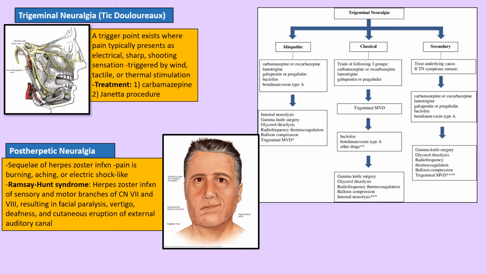Now this is post-herpetic neuralgia. After suffering from zoster or a shingles attack, the patient can suddenly develop neuralgia, burning, aching or electric shock-like pain. That, combined with facial paralysis, vertigo, deafness and cutaneous eruption of the external auditory canal, is called Ramsay Hunt syndrome.